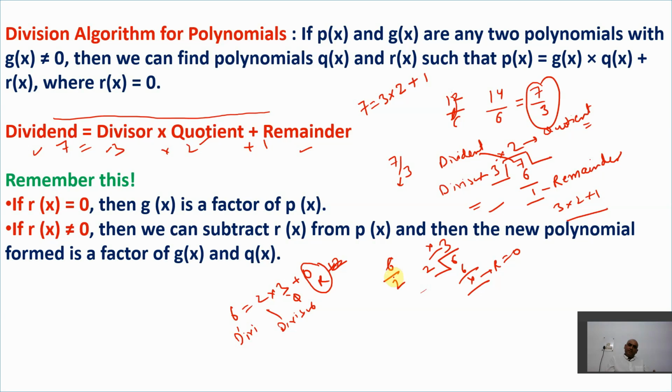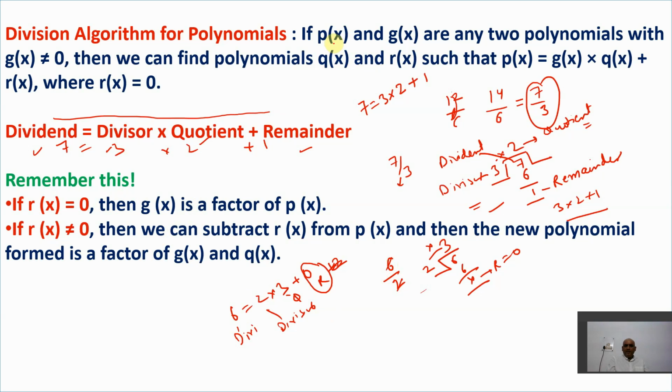So if any number perfectly divides a given number, that means that number is a factor of that particular number. If 2 is able to divide 6, that means 2 is actually a factor of 6. So let's understand this now.